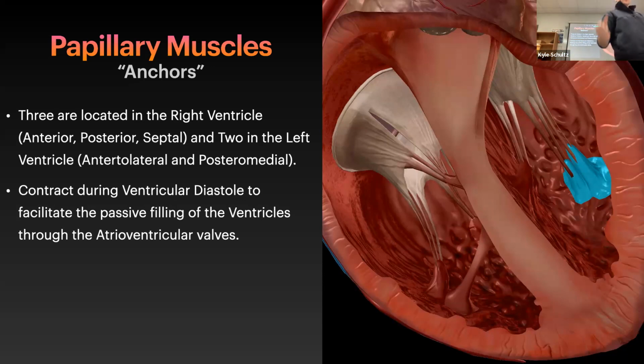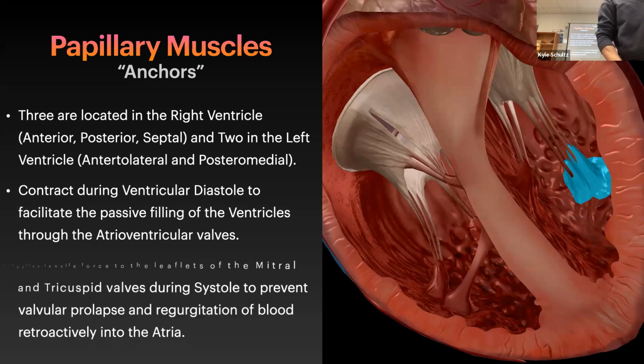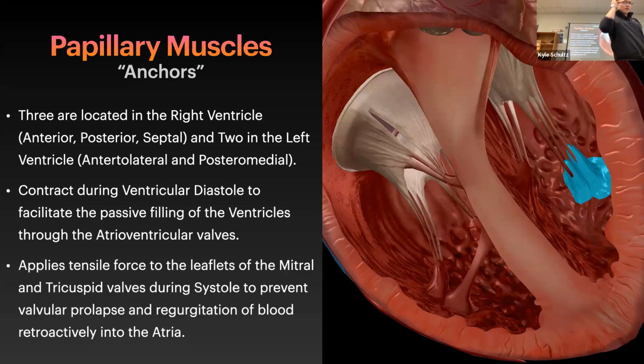These are going to be contracting during the diastole to facilitate the passive filling through the AV valves. And these apply the tensile force to the leaflets of the mitral and tricuspid valves during systole to again prevent that valvular prolapse back into the atria.